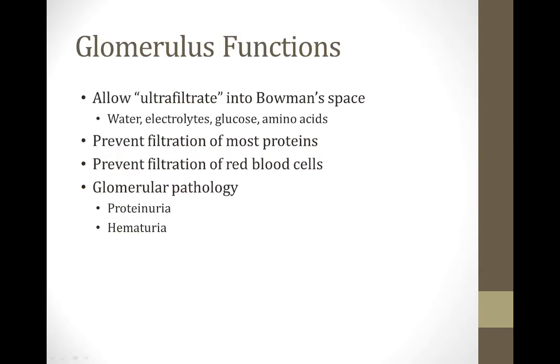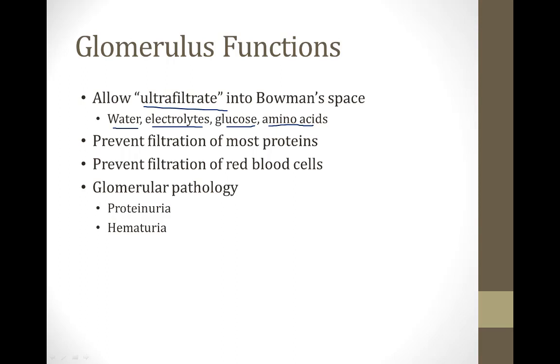So before we can talk about diseases of the glomerulus, we need to talk about what the glomerulus is supposed to do under normal conditions. So the glomerulus's job is to allow ultrafiltrate into Bowman space. So what is ultrafiltrate? That's water, electrolytes, glucose, and amino acids, all the things that the kidney wants to allow into the nephron so that it can then control how much it absorbs or excretes.